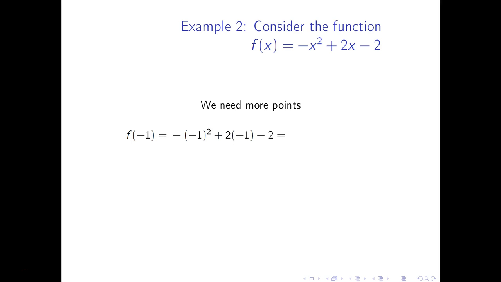Well, negative 1, I get negative 1 squared, which is again negative 1, minus 2, minus 2. So that's minus 5. Okay. And so I get negative 1, negative 5. What about 2? Pause the video, find f of 2.